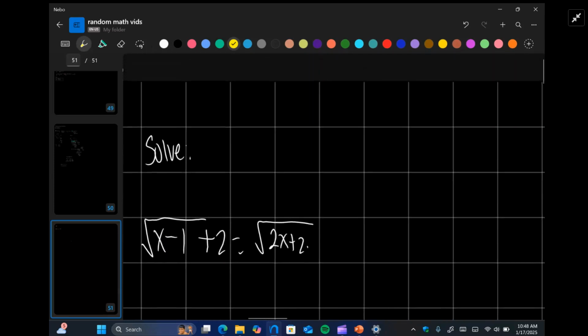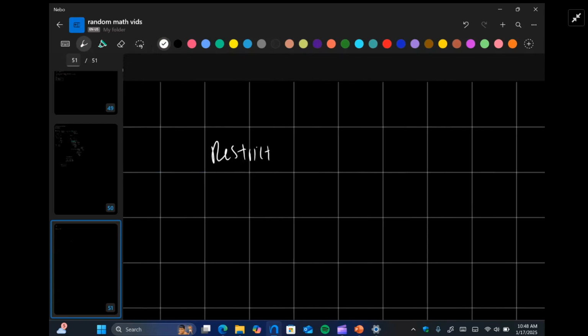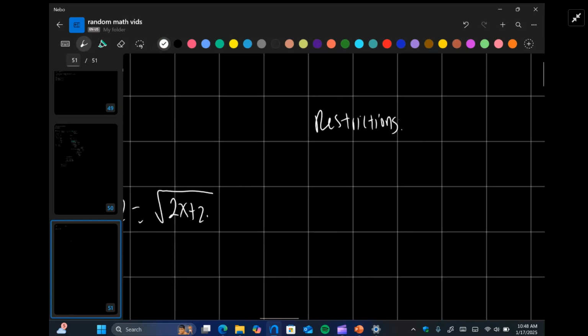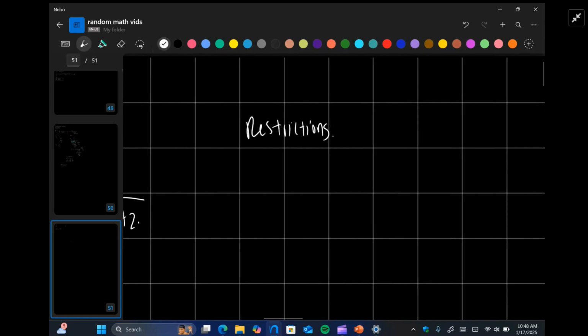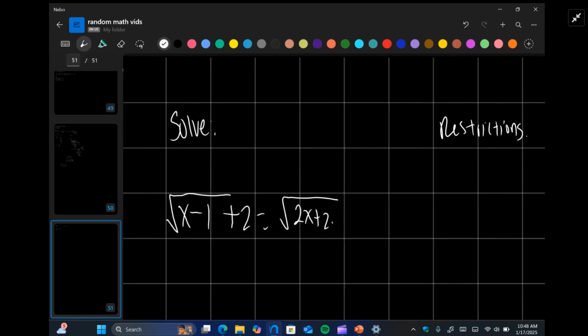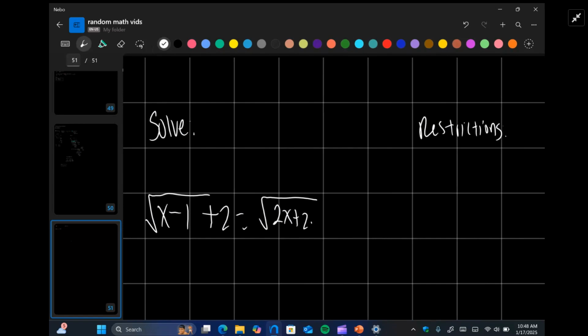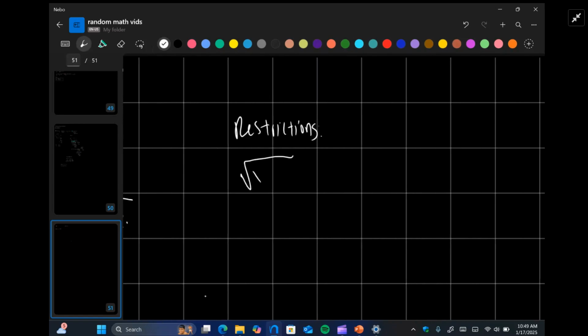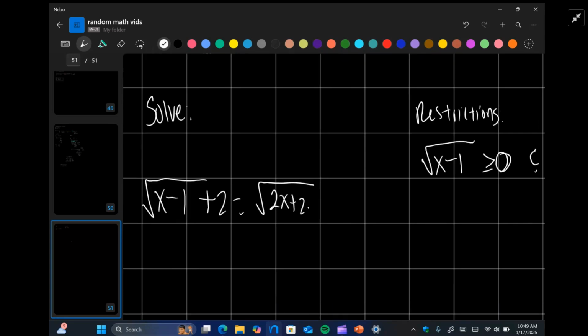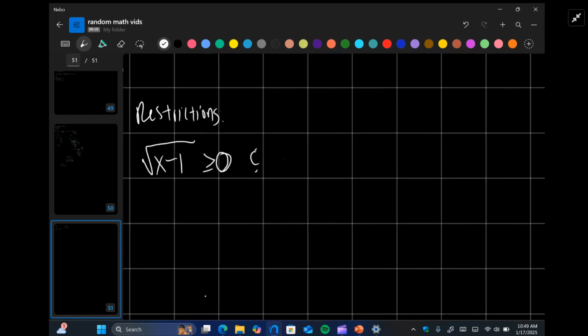So here's the thing. We want to state the restrictions, and I will explain why. Let's say these two are considered functions, right? We want to state any restrictions. So the square root of x minus 1 has to be greater than or equal to 0, and the square root of 2x plus 2 also has to be greater than or equal to 0. So we want to make sure we understand that.